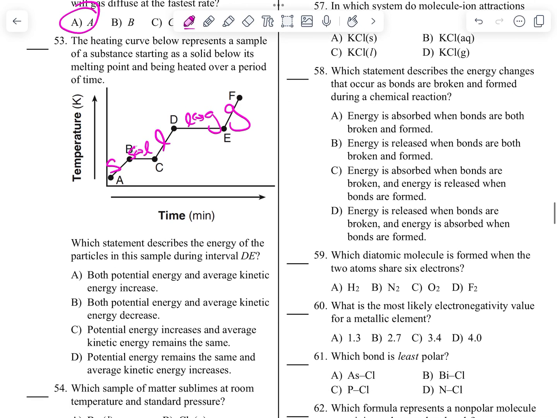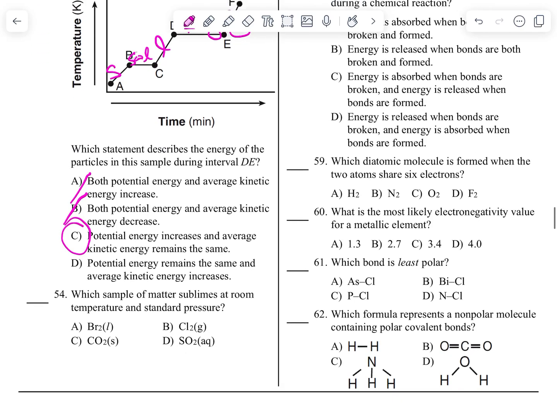So DE is a phase change. Notice the temperature remains the same. So that means average kinetic energy will remain the same. So now we're down to C and D. However, the graph continues. So potential energy will increase as kinetic energy stays the same.